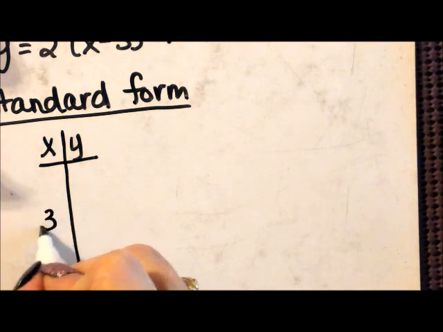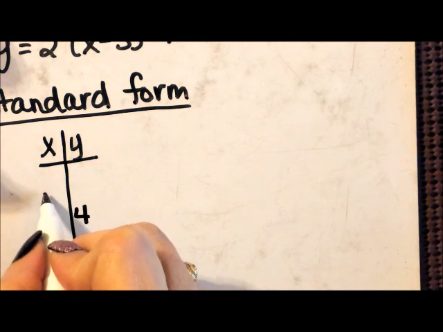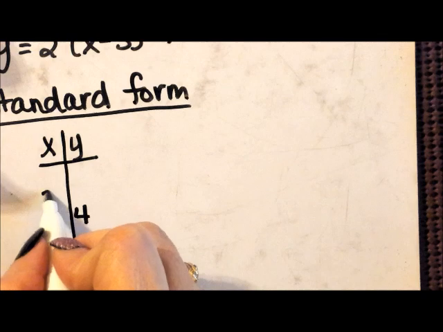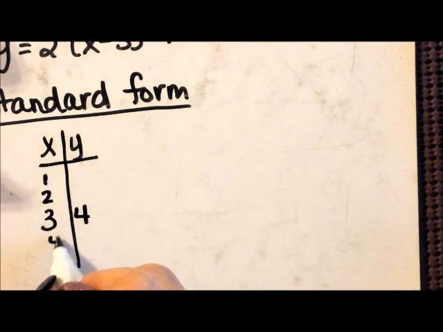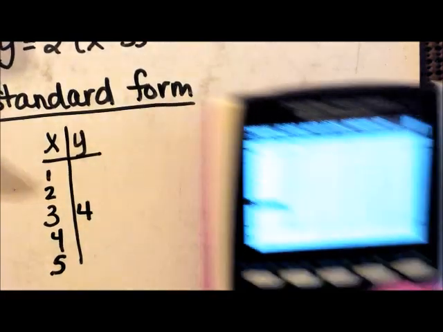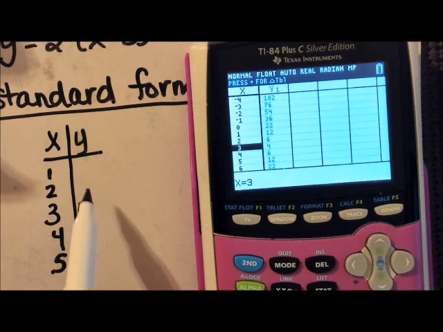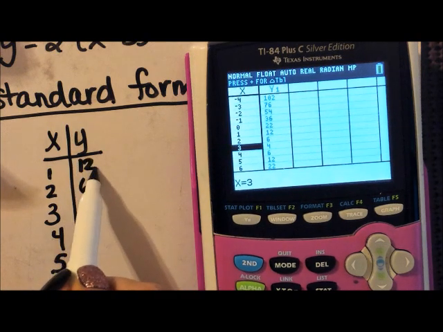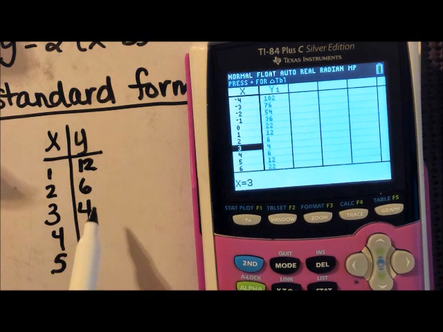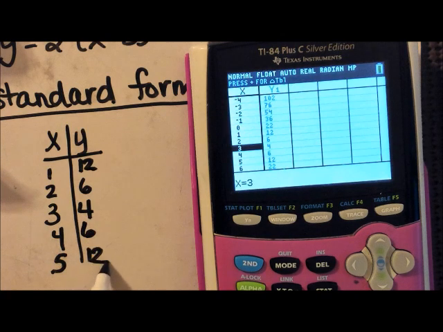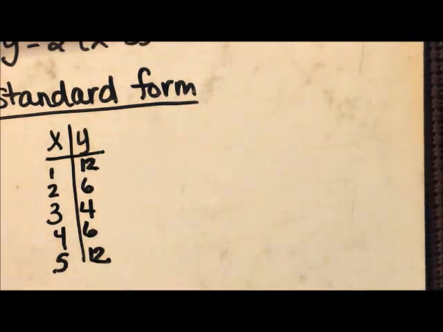Okay, so let's take 3, 4. We need to do a couple above it and a couple below it. Just a few. You don't have to do all of them. So we're going to do 6 and 12, and then we'll do 6 and 12 over here. Okay, so what did we do?